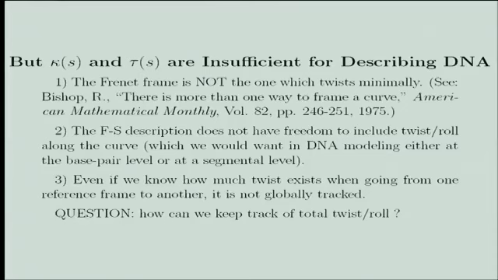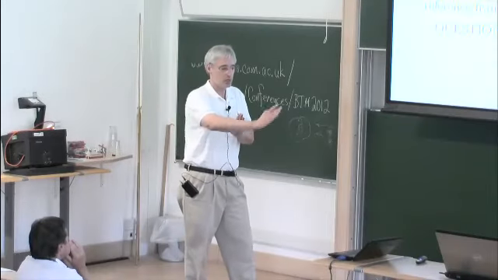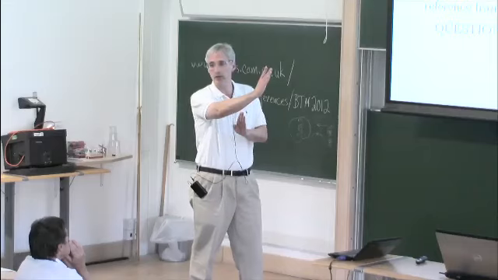And so when I'm talking today about keeping track of global orientation, what I want to do is define the reference frame that twists minimally along a given curve.